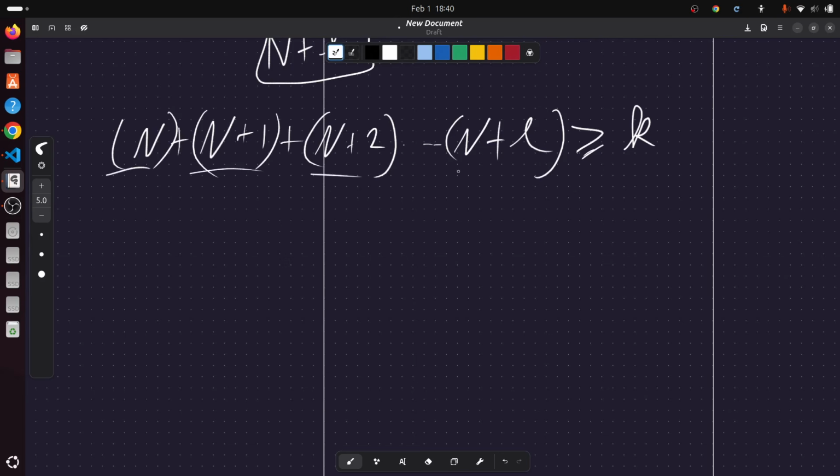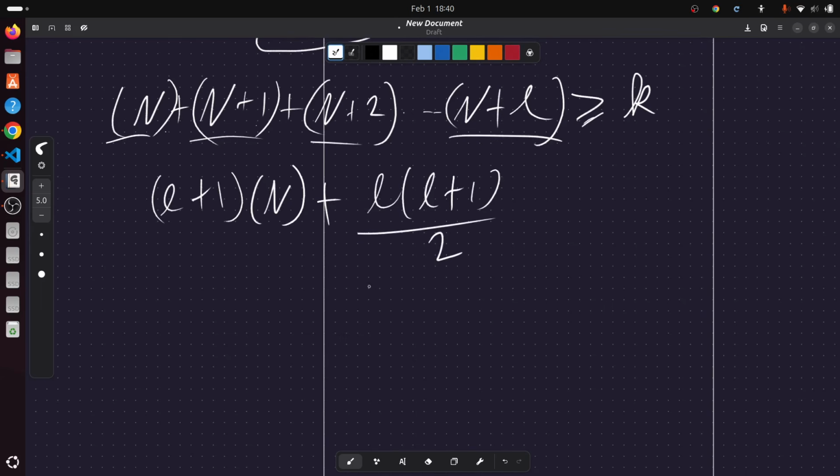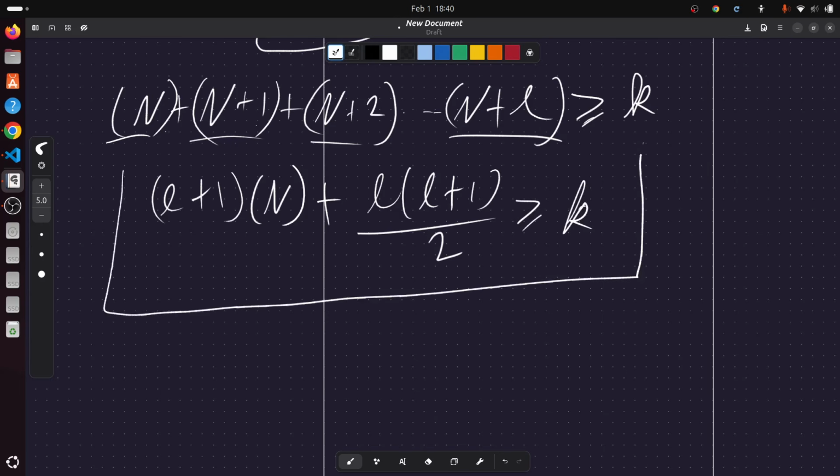0, 1, 2 up to l. So there are l plus 1 terms, right? So this is l plus 1 into n, right? And plus 0 plus 1 plus 2 plus up to l, the sum of the first l natural numbers, which is l into l plus 1 by 2, right? And this has to be greater than or equal to k. So this is your equation, right? And you want to find the lowest value of l.